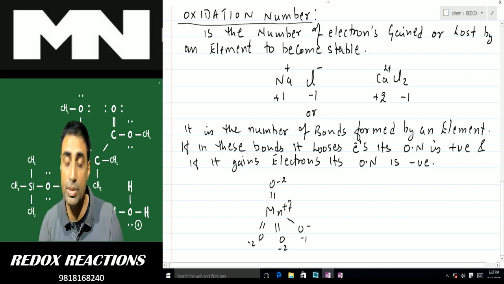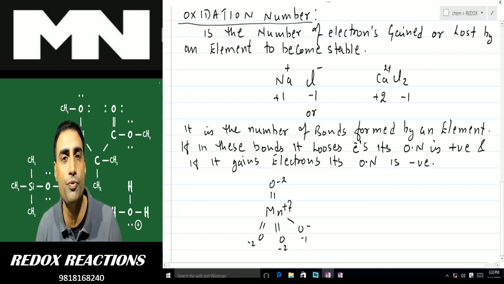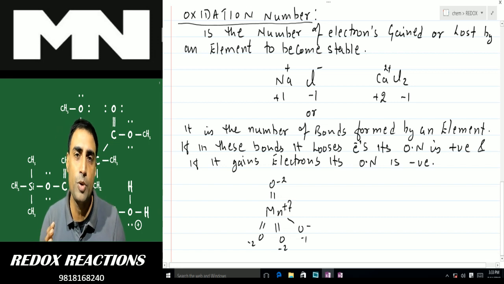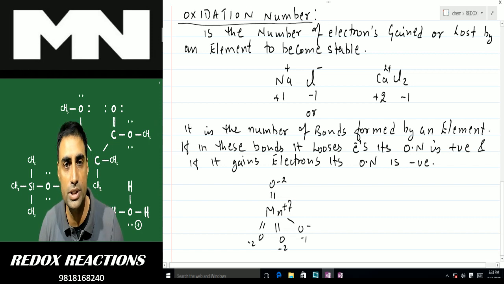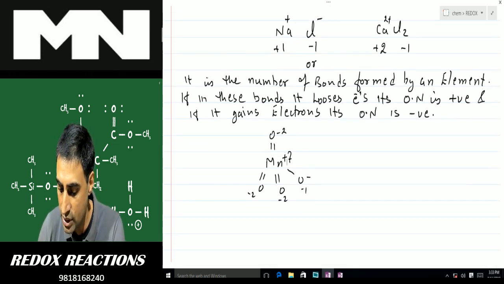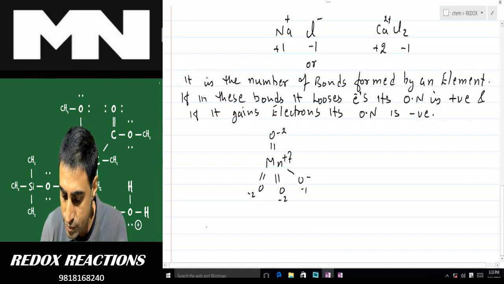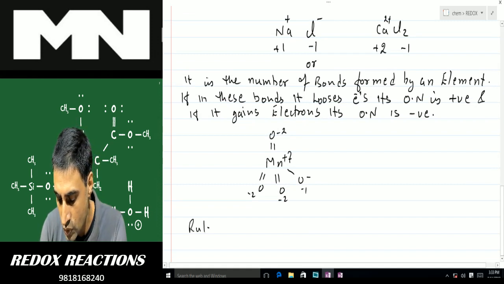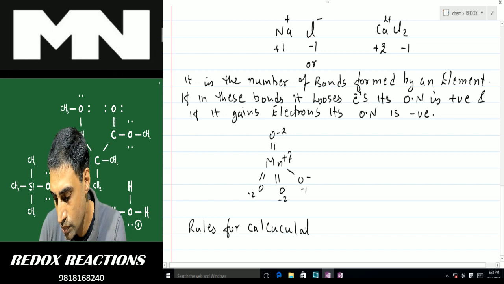So what is oxidation number? The other definition: it is the number of bonds formed by an element. In these bonds, if it is losing electrons, the oxidation number is positive. If it is gaining electrons, the oxidation number is negative. So this is what oxidation number is. Now we'll see how to calculate oxidation number. We'll see the rules for calculating oxidation number.